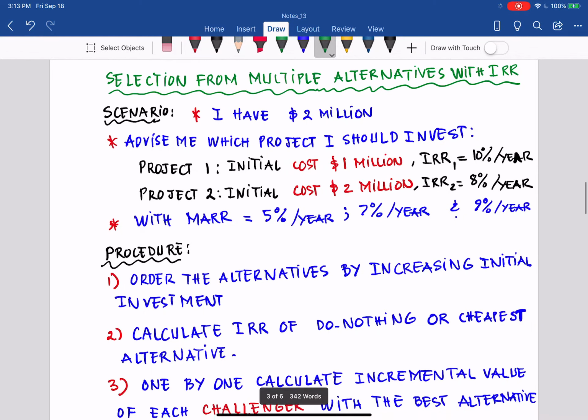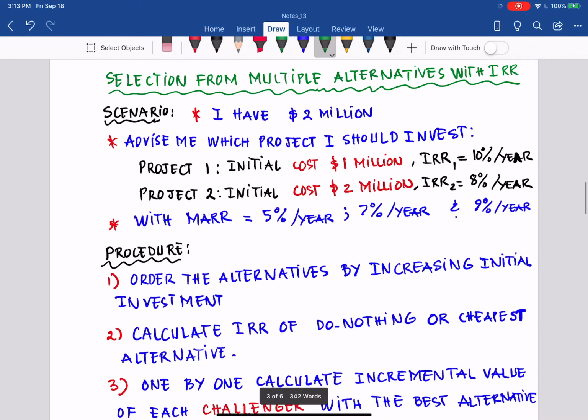So one by one, calculate the incremental value of each challenger with the best alternative found so far. Since we only have 2 alternatives, we compare those 2 alternatives with incremental value. And then when we go to problem 3, we apply the whole procedure from step 1, step 2, and step 3. Now we just focus on step 3 for this problem. So let's do that here.